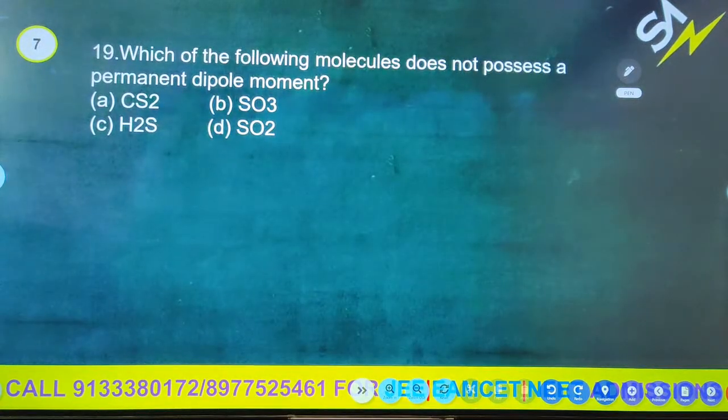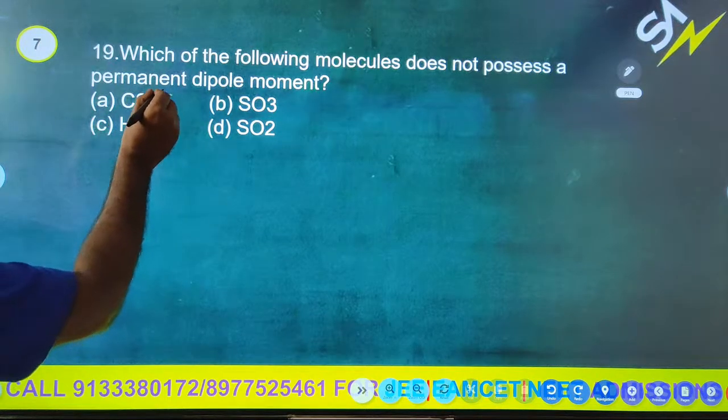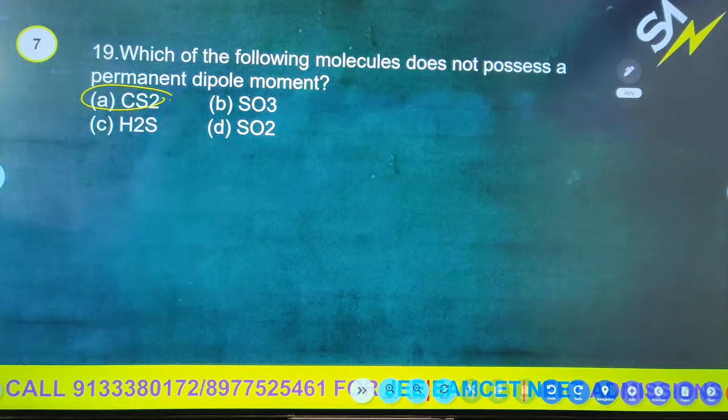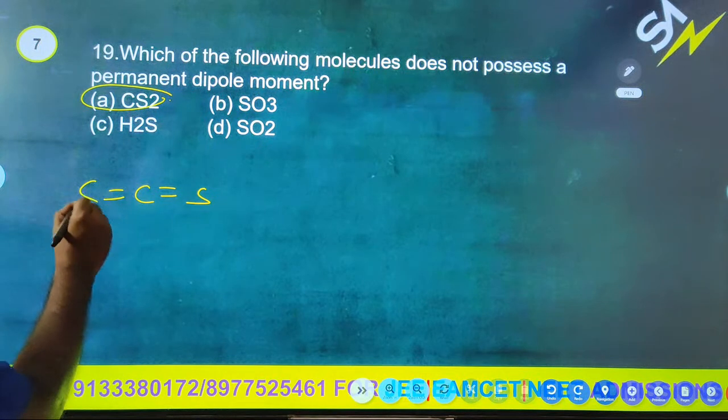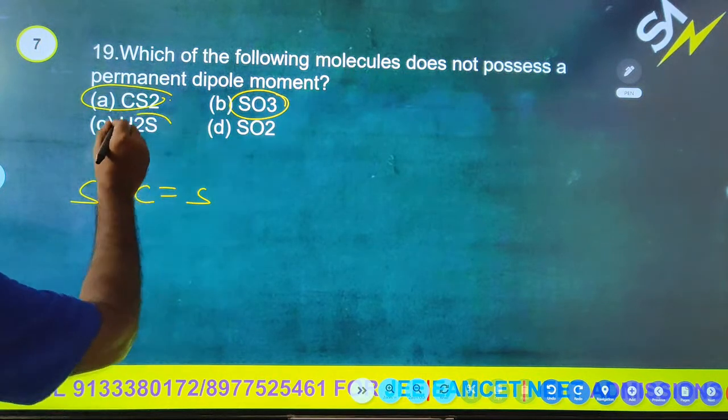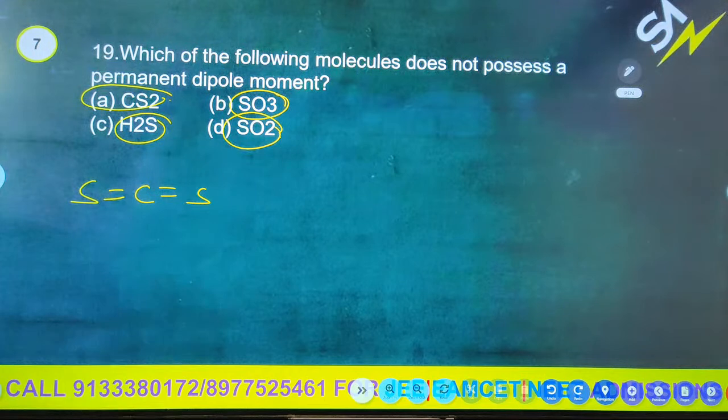Next question, number 19. Which of the following molecules does not possess a permanent dipole moment? Yes, permanent dipole moment. So we see here carbon disulfide has no permanent dipole moment due to its structure. Carbon and sulfur. So what about SO3, H2S, SO2? Yes, they have a permanent dipole moment according to their structure.